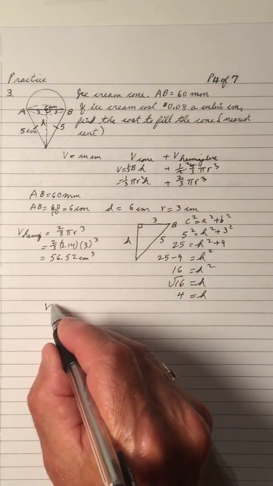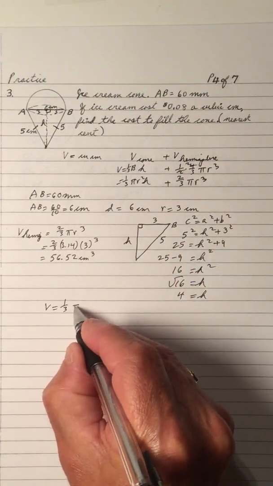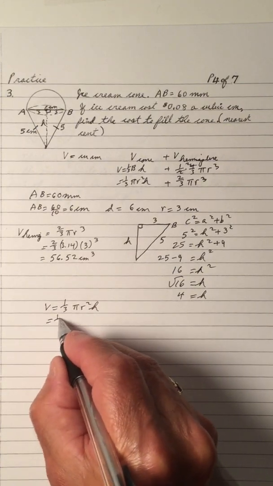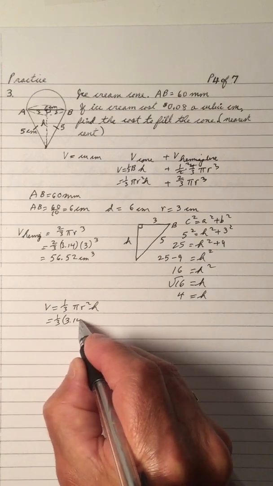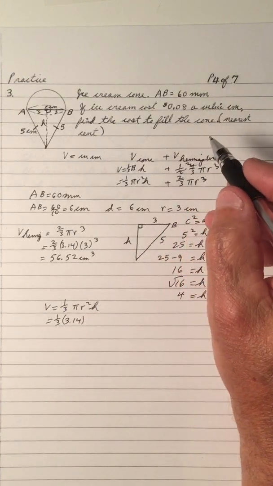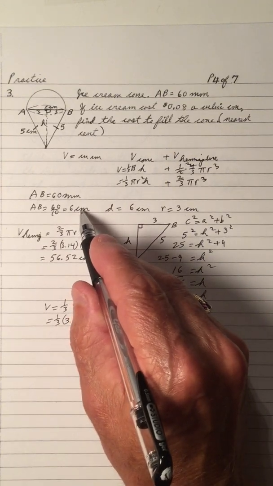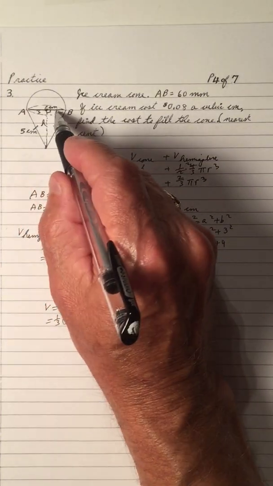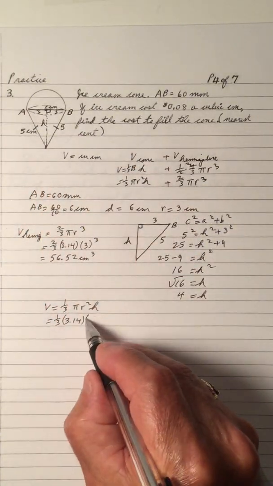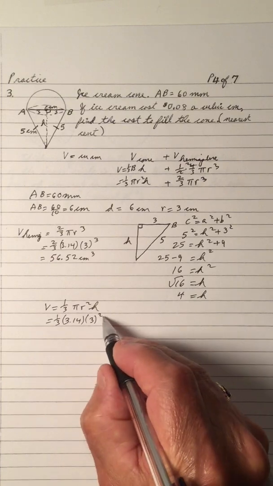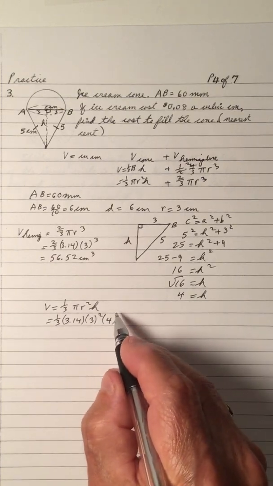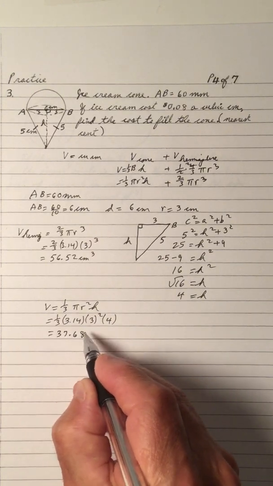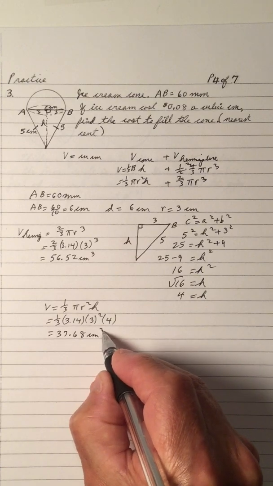So now I can get the volume of a cone, which is 1/3 pi r squared h. H is the circle moving through a height. So that's 1/3 times 3.14. The diameter is 6, so the radius is 3. Better be careful. So it's 3 squared, and the height is 4. When you multiply all that out with a calculator, you'll get 37.68. And again, that's cubic centimeters because it's volume.